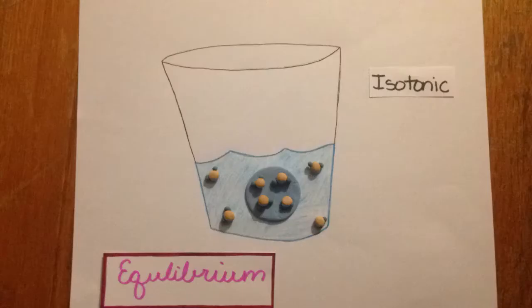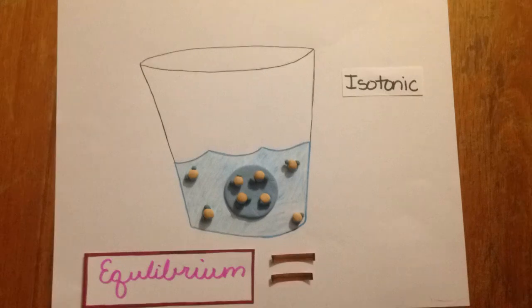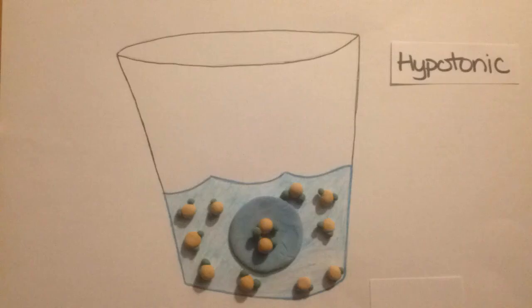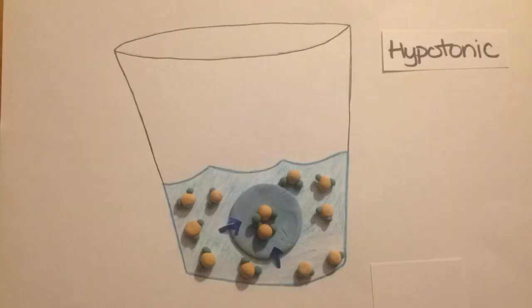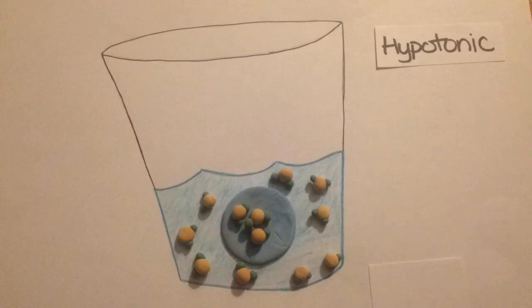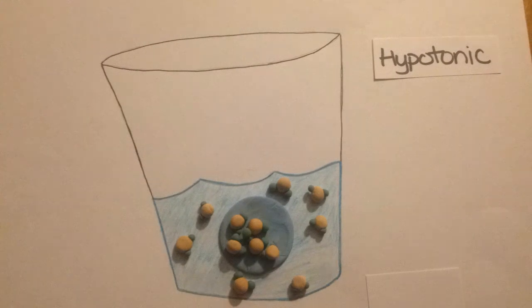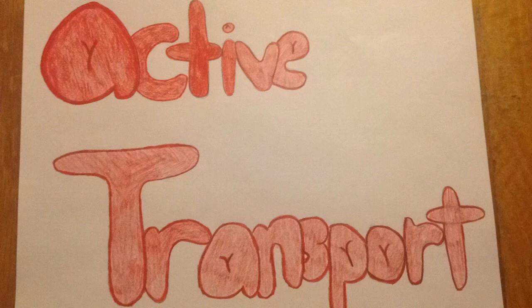An isotonic solution is when the cell and water concentrations have achieved equilibrium. A hypotonic solution is when there is a higher concentration of water outside the cell than in, so water will move into the cell to achieve equilibrium.